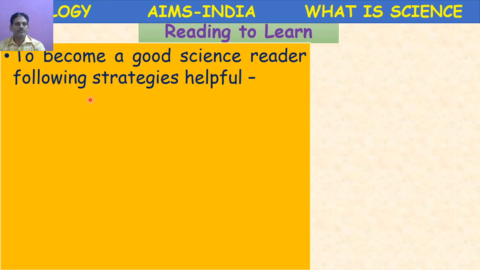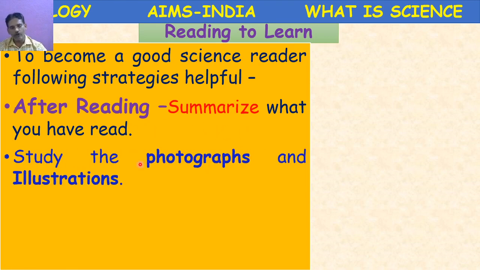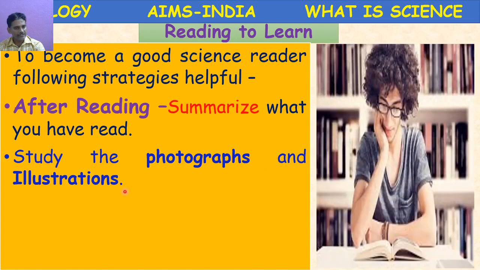To become a good science reader, there are strategies you have to follow. Before reading, during reading, and now after reading, it is very important. After reading, summarize what you have read. Then study the photographs and illustrations. It's very interesting. What are the photographs given? And what are the illustrations? Means examples.